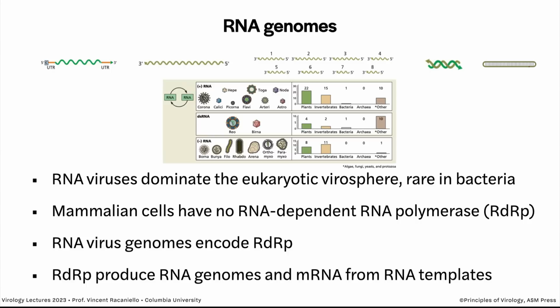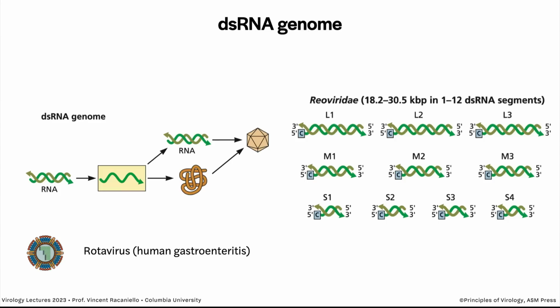But for the most part, you can assume that the vast majority of RNA virus genomes encode their RNA polymerase, and that is what reproduces the genome and makes mRNA from it as well. The one exception we'll see much later on in the course, but for now, this is what you need to know. All right, so let's go through the different kinds of RNA genomes.